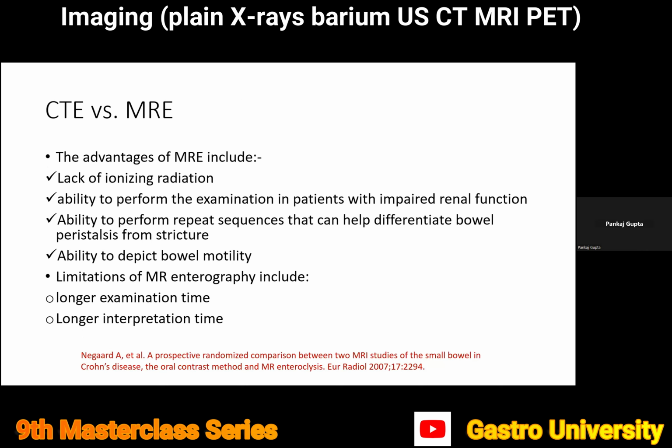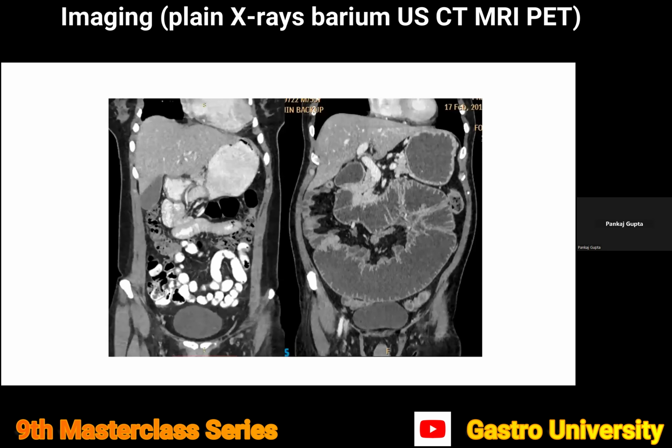We also have MR enterography at our disposal, and the advantages are the lack of ionizing radiation, and a very, very useful advantage of MR enterography is the ability to perform dynamic imaging, which can help us differentiate a stricture from basically a peristaltic motion, which will be difficult on any other imaging test. However, we know that MR enterography has limited availability as well as limited expertise available for evaluation of MR examinations. So I'll be just showing few of the techniques here.